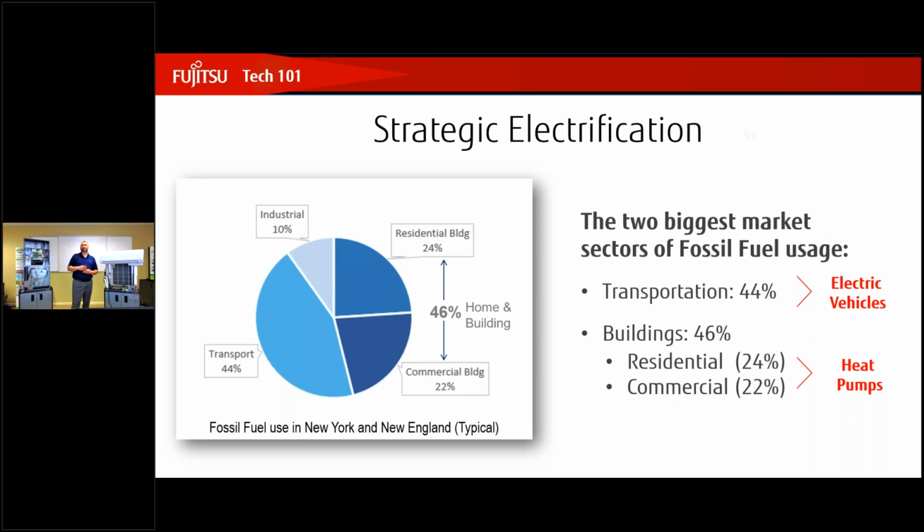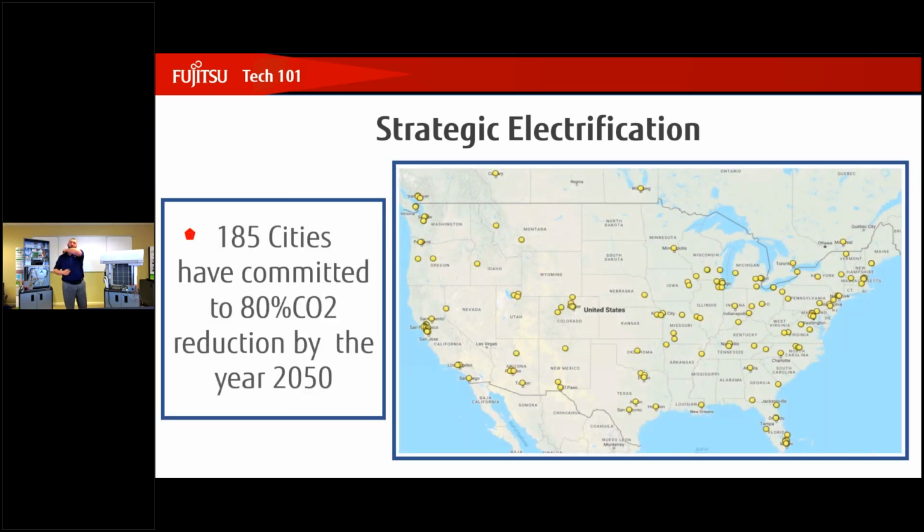All right, so this is in New York, New England, not all of America. This is just right here in our territory. If you take a look at this chart, 185 cities have committed to 80% CO2 reduction by the year 2050. So 80% less carbon production. And you can see right there on the map, all those yellow dots, each one is a city that has signed up for this and is committed to an 80% reduction by 2050. Because of this, they're being very aggressive as far as rebates are concerned.